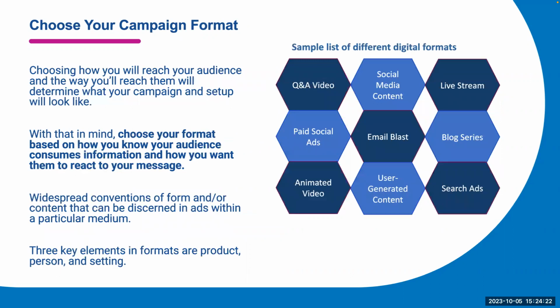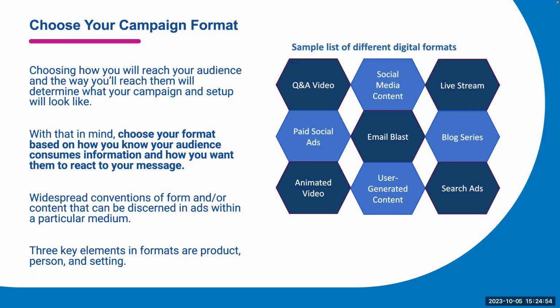Okay, so now we know where we want the content to live. Now we have to think about format. So we talked about the types of video, if you're going to use short form or long form video, if you're going to do paid social ads, if it's going to be a live stream or a blog series. Choosing the format of the content that you're going to create becomes very important when you start thinking about what is going to engage your audience the most. So with that in mind, choosing your format based on how you know your audience consumes information becomes very important.